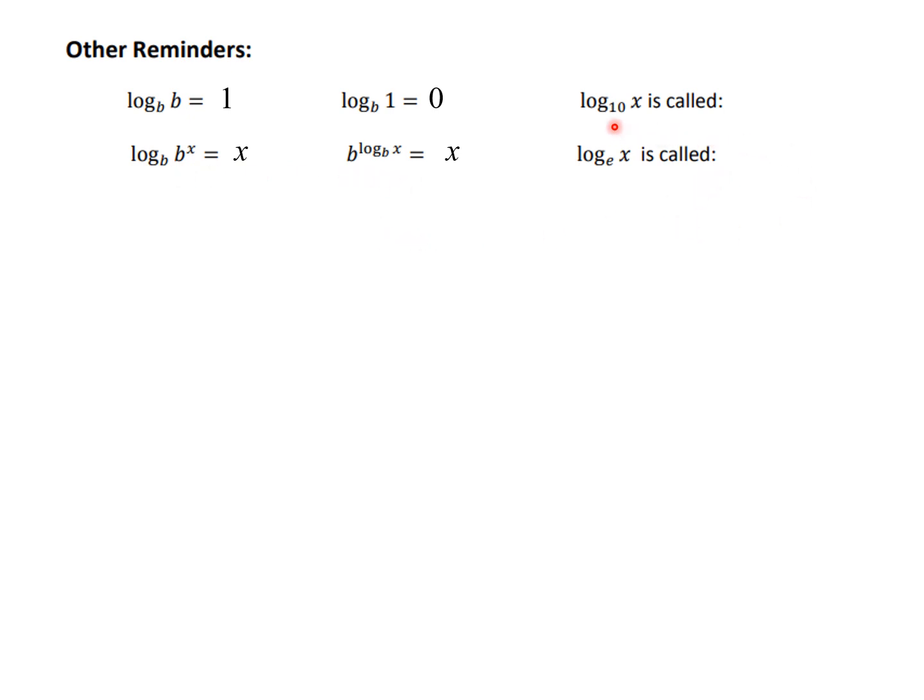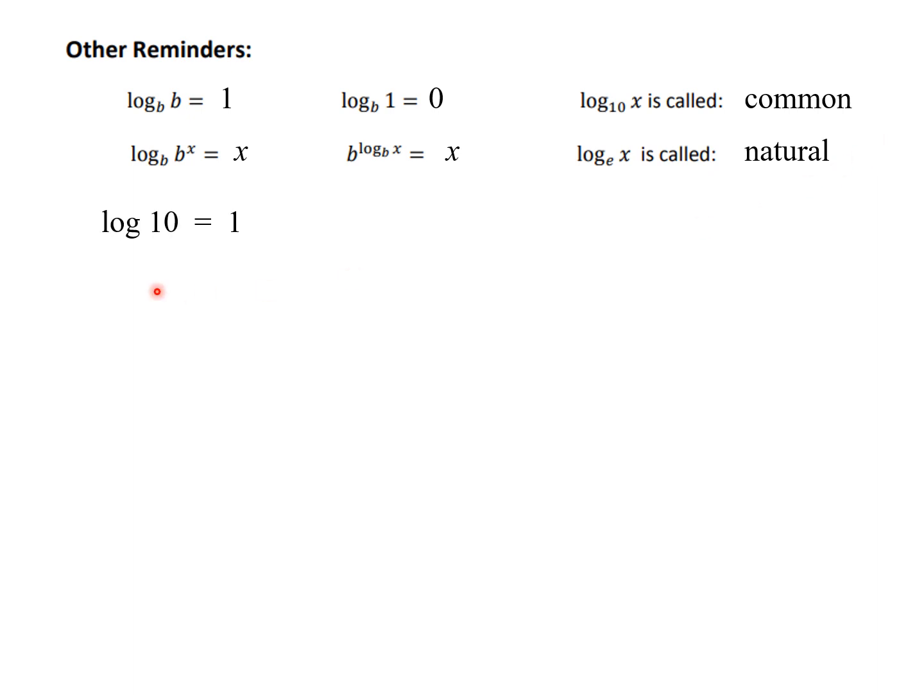Now, log to the base 10 is called a common log, because our counting system is based on 10. But that's not really what nature is based on. Nature is based on its own thing. So log to the base e is called a natural log, and it has its own notation, as we'll see.